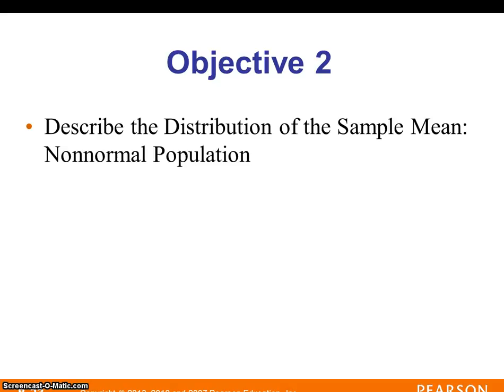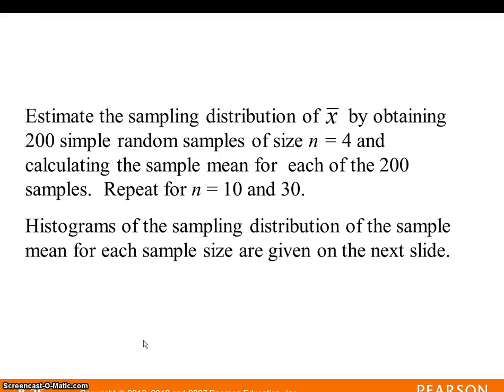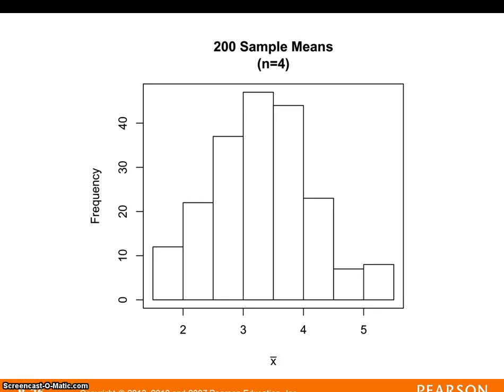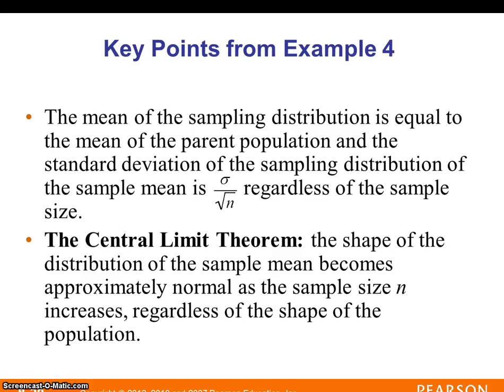Objective 2 here is to describe the distribution of the sample mean using a non-normal population. So we looked at a normal population, but let's say that the population isn't normal. Let's say it's a uniform distribution like this one, where we're just rolling a 6-sided die, so the probability that you'll roll any number 1 through 6 is the same. Here's the mean and the standard deviation. If you look at it, you'll see that the histogram for the sampling distribution is approximately normal. It's not uniform like the original distribution, and as n increases, the distribution becomes more and more normal.